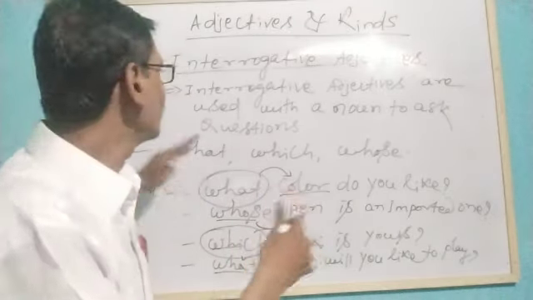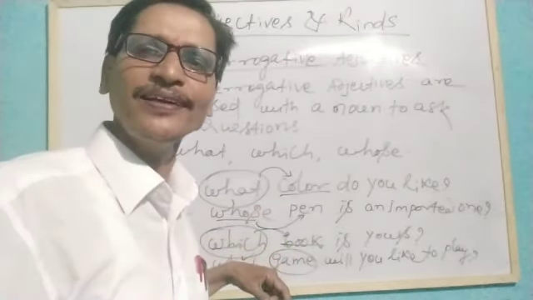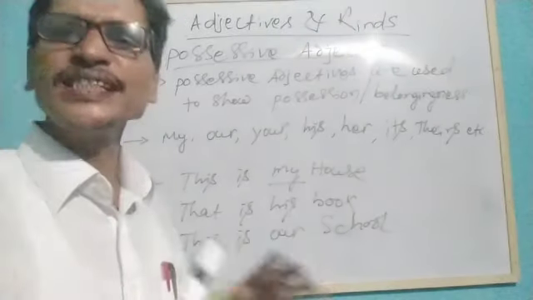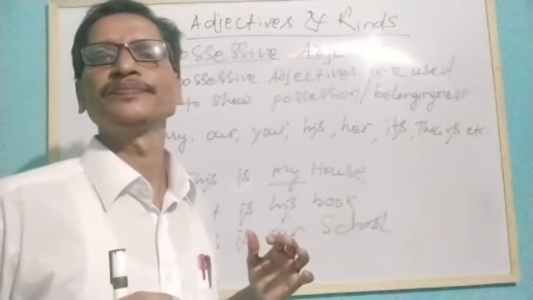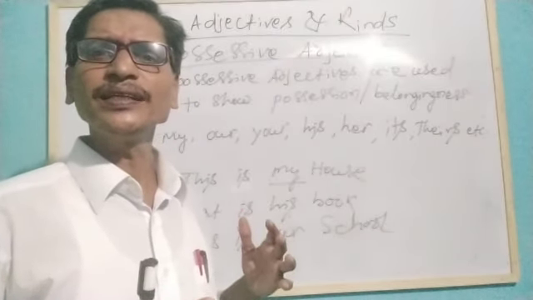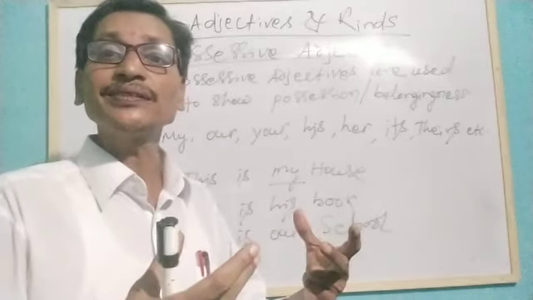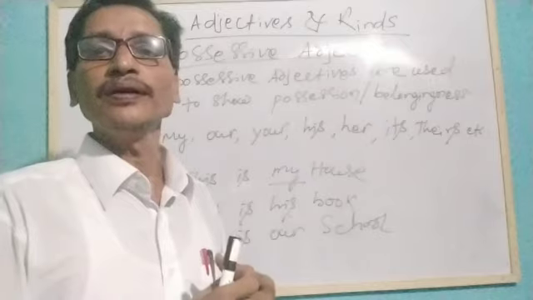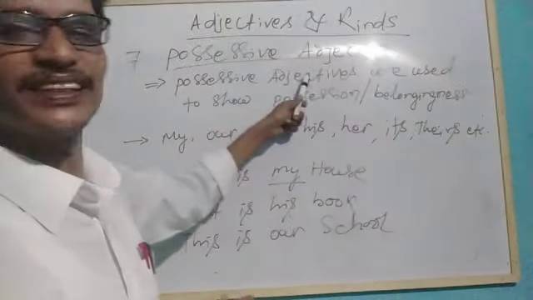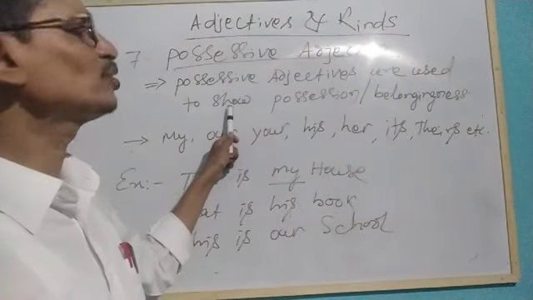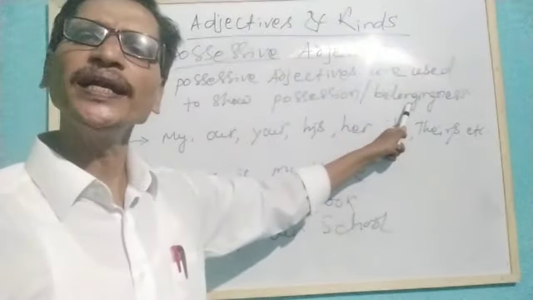Okay, so now we'll understand the next kind of adjective. Possessive adjectives are also very important to understand. Possessive means when we think that something belongs to someone. Some words demonstrate possession, so we say it is possessive. Possessive adjectives are used to show possession or to show belongingness.